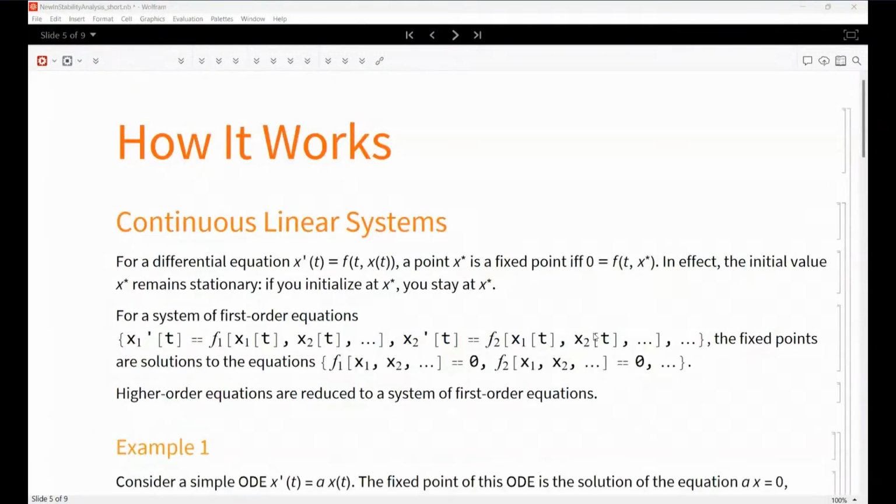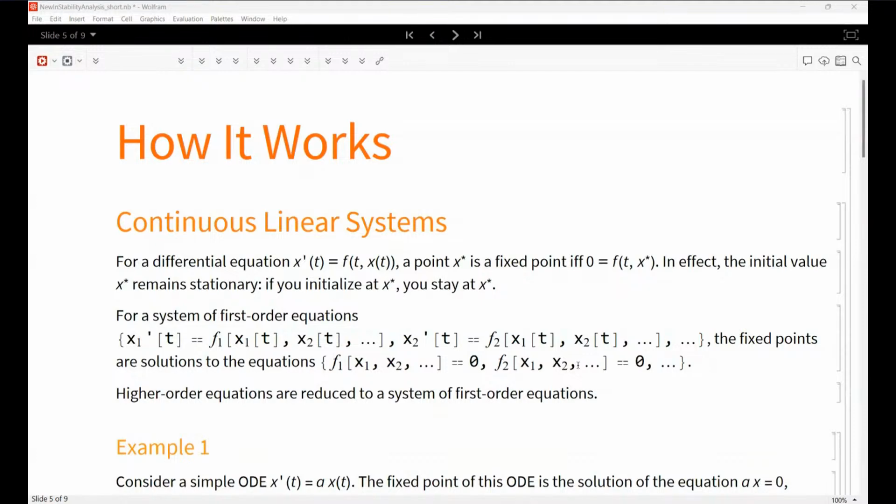Now let's discuss how it works, and I want to start my discussion from continuous systems. If we have a differential equation of the form x'(t) = f(t, x), then the fixed point is a solution of the equation f(t, x) = 0. For a system of first order equations, x1' = f1, x2' = f2, etc., the fixed points are solutions of the equations f1 = 0, f2 = 0, etc. Higher order equations are reduced to a system of first order equations.